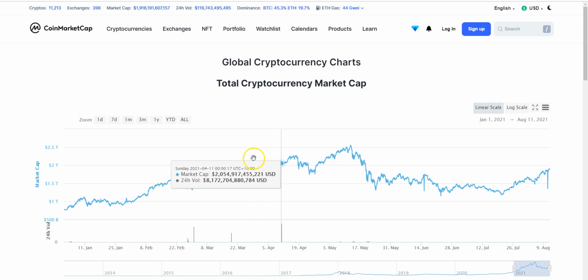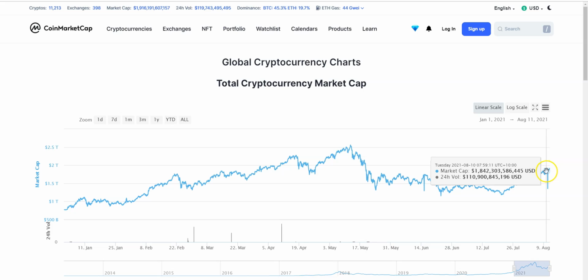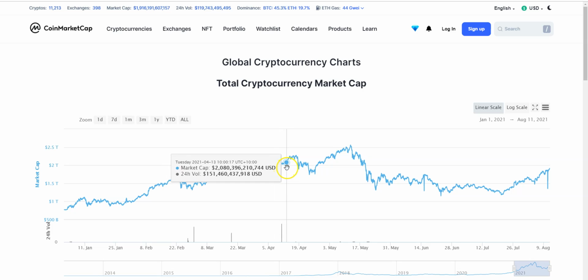Now, in my view, for the next alt season to occur, we need to cross this. For us right now, we need to cross this $2 trillion market cap position. Currently, we're at 1.8, 1.9, and once we cross this 2 trillion, what we can likely expect is similar to what happened in April, where we crossed the 2 trillion, which is a current resistance point, and then it's likely it could drop back down again before pushing back higher.